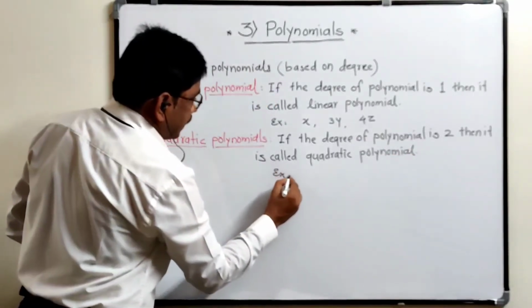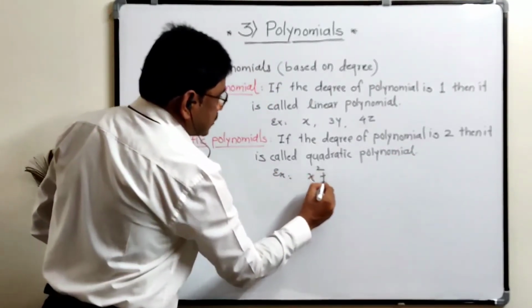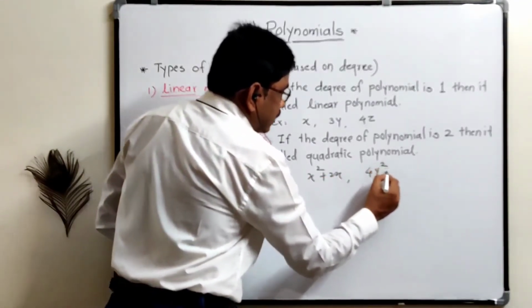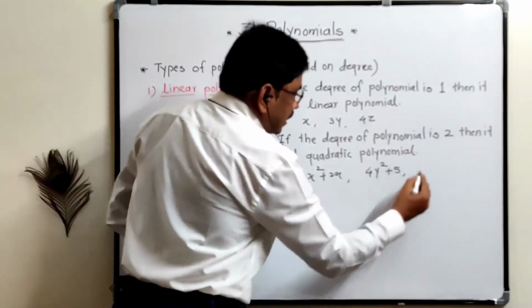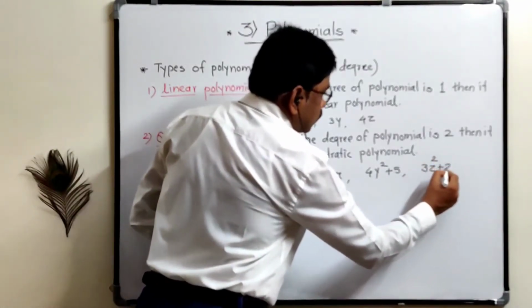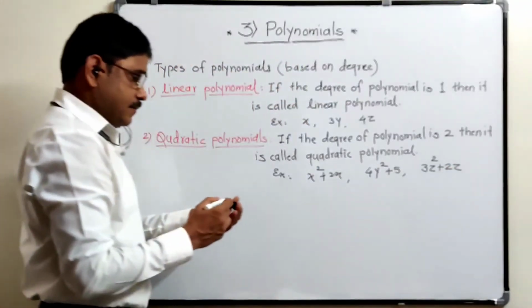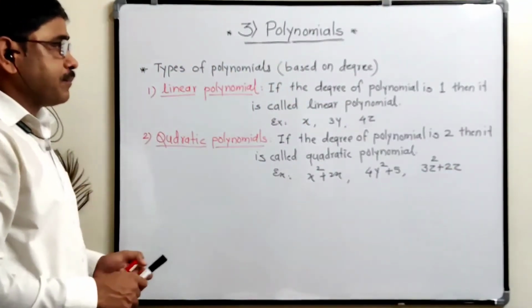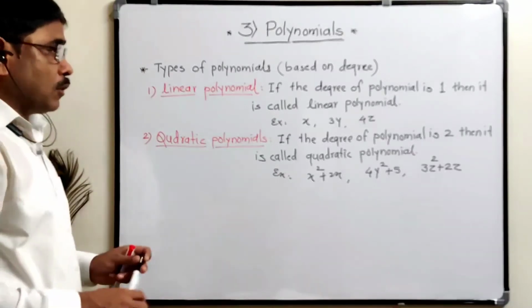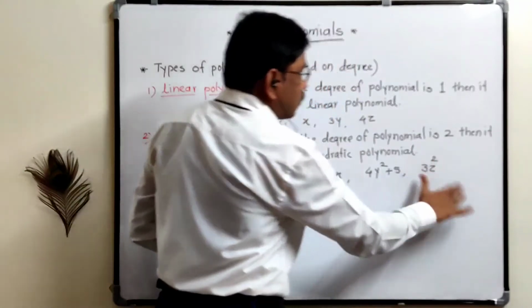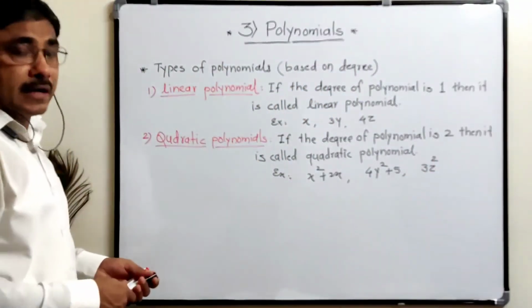For example, this x square plus 2x, then this 4y square plus 5, and this 3z square plus 2z. So here the degree is 2, therefore these are called the quadratic polynomial. Only 3z square is there, then the degree is 2, then it is called a quadratic polynomial.